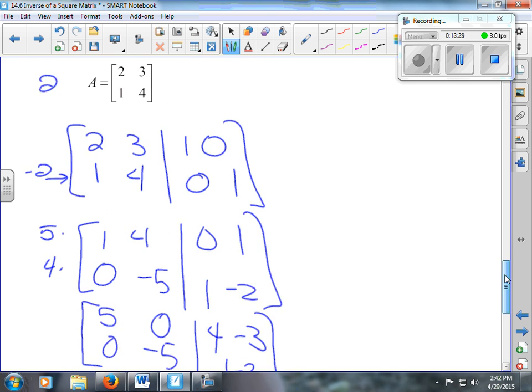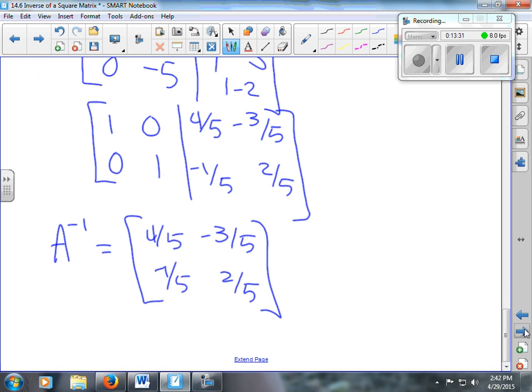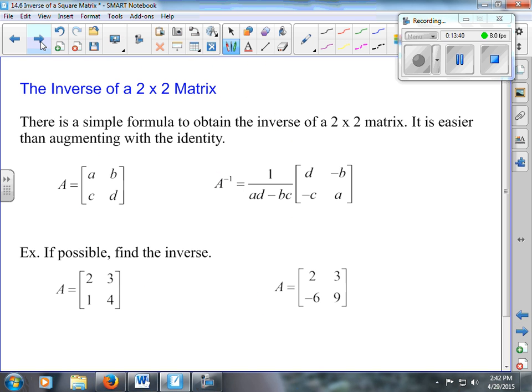The original was 2, 3, 1, 4. Let's see here. Okay, so here's the formula for how you do the inverse of a 2 by 2. And it's really simple to do. You just switch the A and the D, and you negate the B and C. And so on this matrix we just did, that would be 4, 2, negative 3, 1.